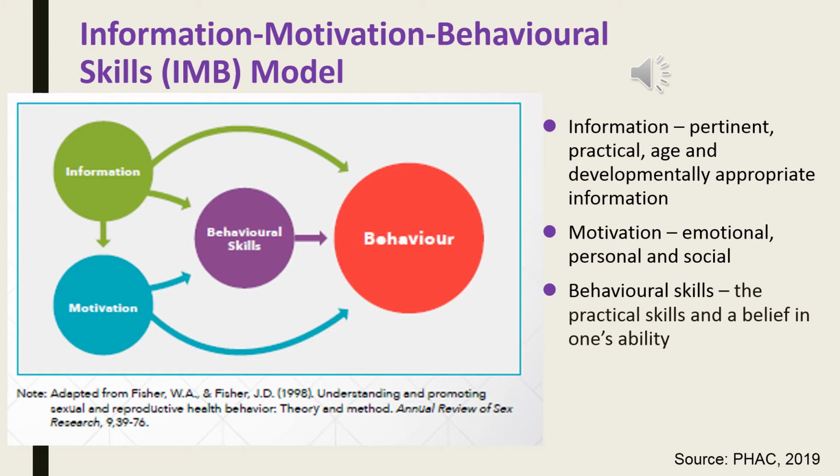The IMB model suggests that pertinent, practical, age and developmentally appropriate information that's relevant to the life circumstances of an individual is needed for implementing and maintaining healthy sexual practices. The IMB model affirms that motivation to take action on healthy behaviors rests upon three factors: personal, emotional, and social motivation. The first factor, personal motivation, is the attitudes and beliefs one holds related to healthy behaviors. The second factor, emotional motivation, is the positive and negative emotions related to healthy behaviors. The third factor, social motivation, is the beliefs regarding social norms or social support for healthy behaviors.